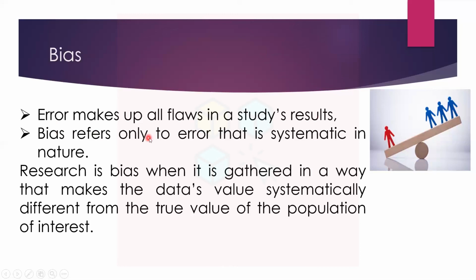Bias refers only to the error that is systematic in nature. Research is biased when it is gathered in a way that makes the data's value systematically different from the true value of the population of interest.